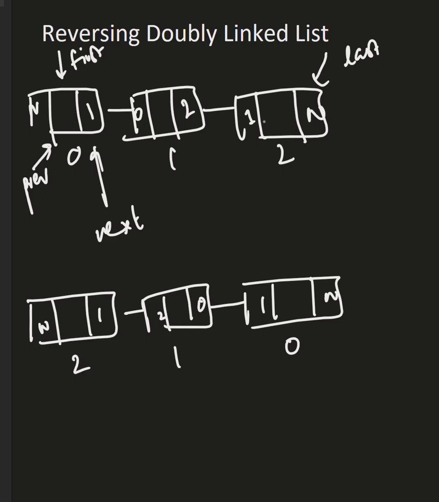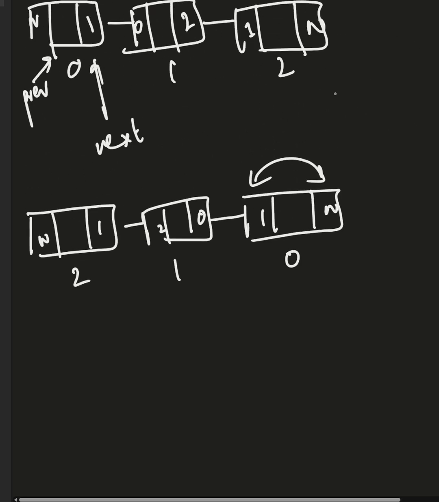For 2 it was 1 and null, and here it's null and 1. For 1 it's 0 and 2. For the reversed one it's 2 and 0, and for 0 it was null and 1. Here it's 1 and null. So you can see that they've been swapped. So now let's look at the code. So the code for this can just be us swapping the previous pointer and the next pointer.